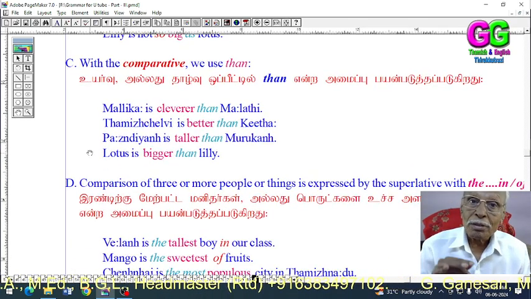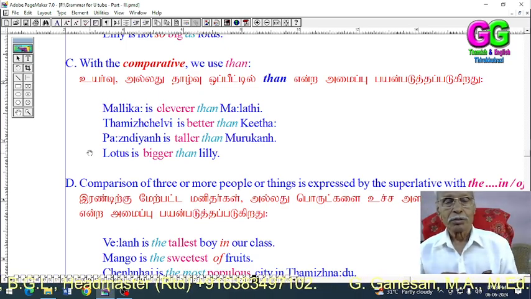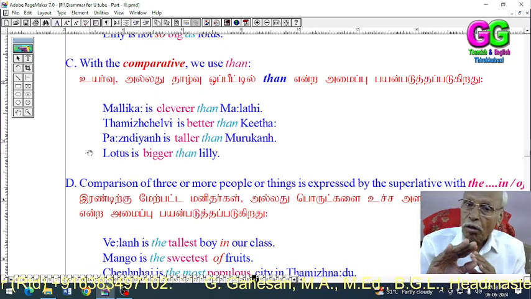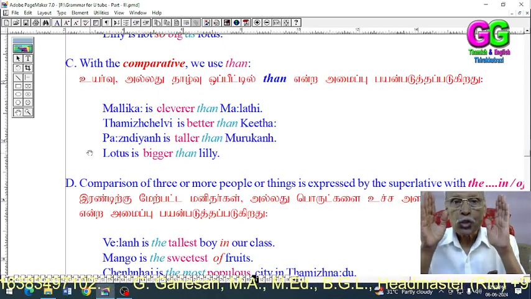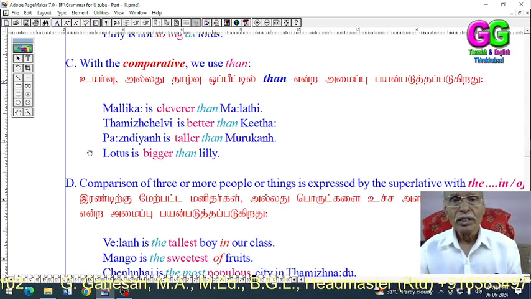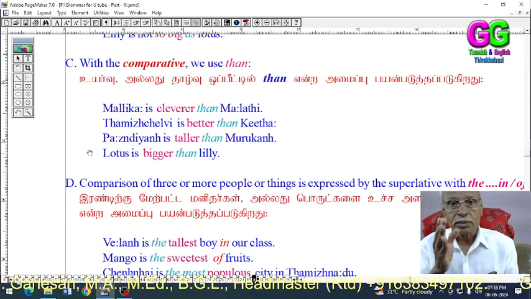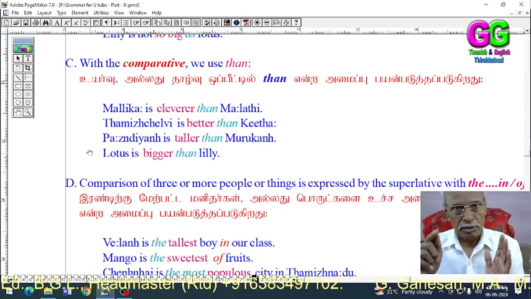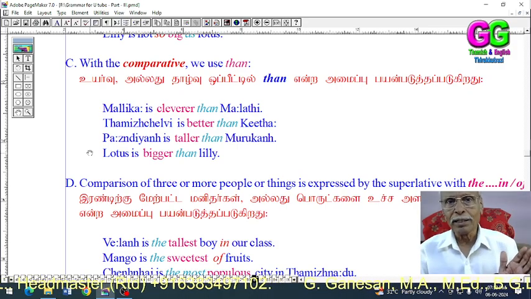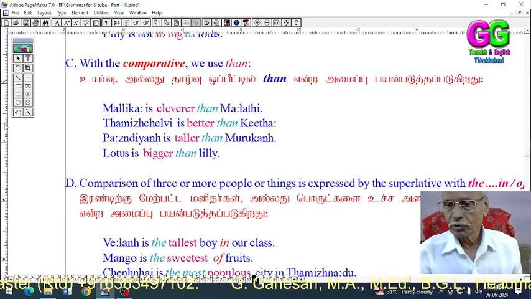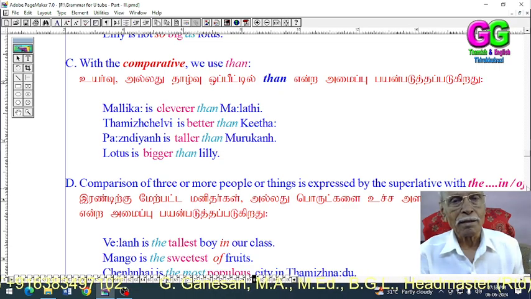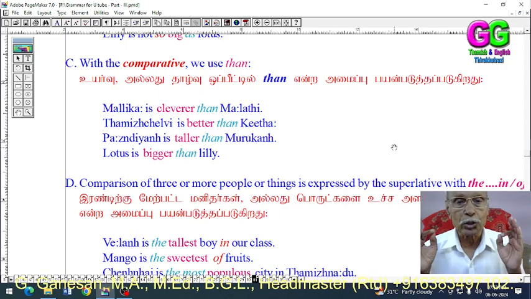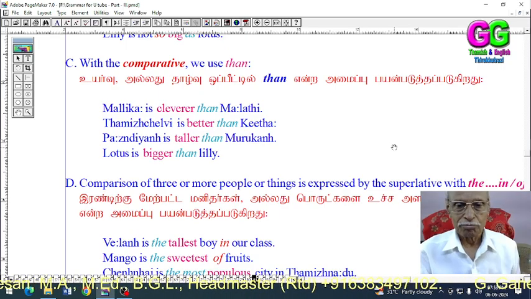to compare three or more people or things, superlative degree is used. To compare three or more people or things, the superlative degree is used. In superlative degree, the scale used is the, and in or of. See, the, in, of. Mainly there is the scale the used in superlative degree.